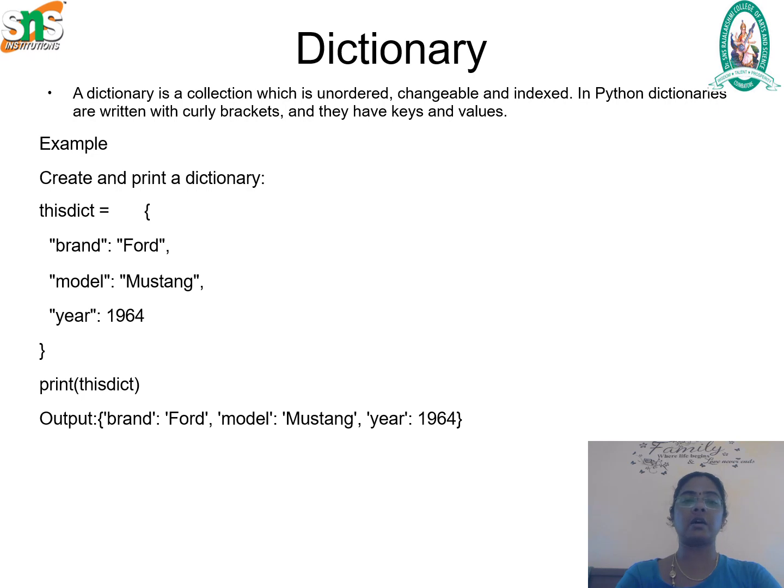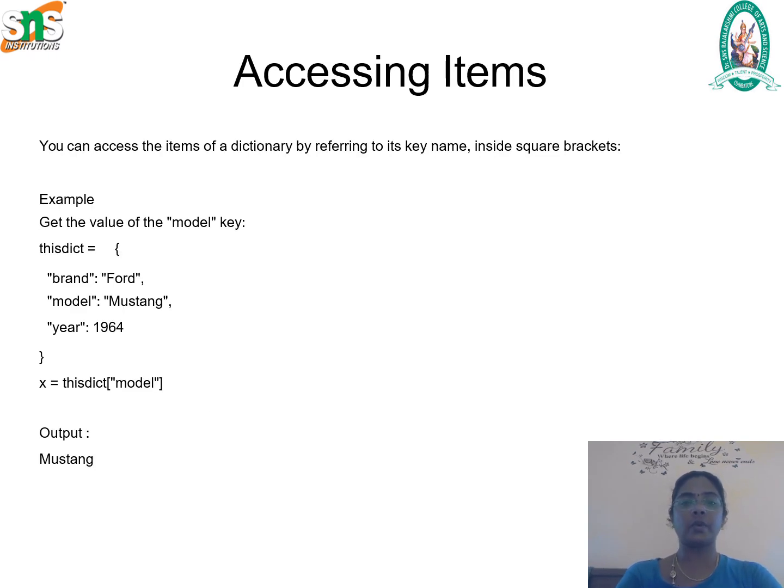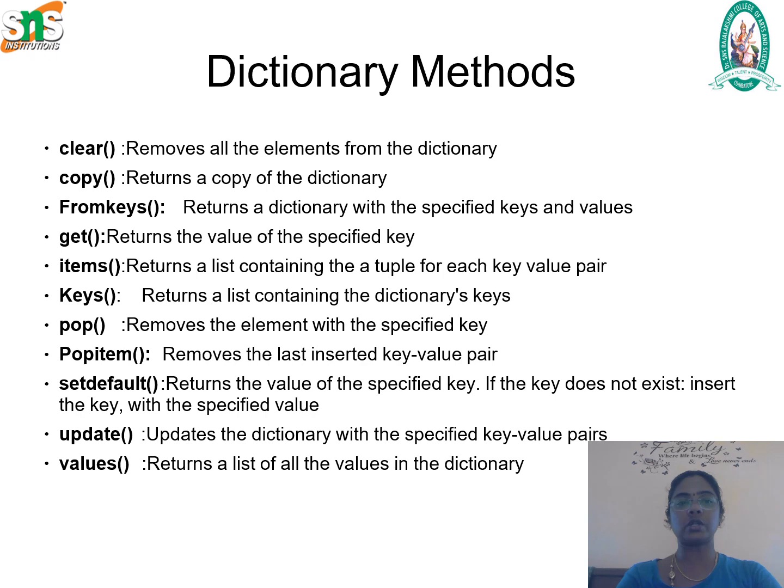Likewise, for each and every variable we have a value. For each and every characteristic we are giving the value within the dictionary. We can access an item by referring to its key name. Inside the square brackets, if you give the key name, then the particular key's value will be displayed as the output. These are some of the dictionary methods: clear, copy, fromkeys, get, items, keys, popitem, setdefault, update and values.